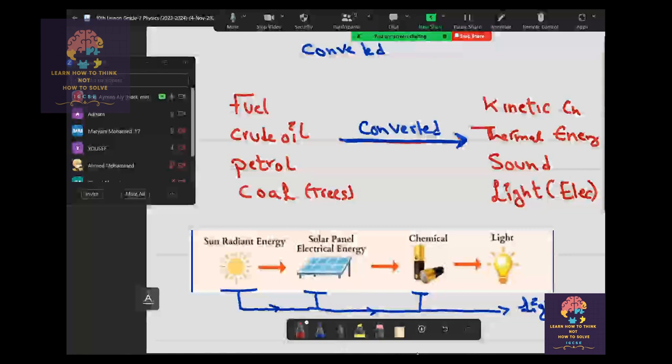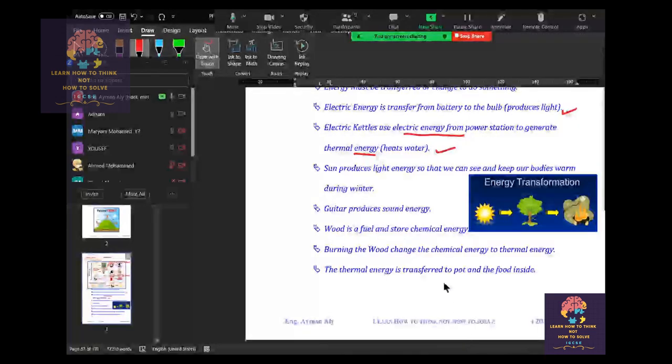And the trees create wood how? By using what? Light energy from the sun. Okay? This picture, if you understand it, it will be easy for you. All of us know that we have some instruments, like musical instruments, like guitar, right? In the guitar, we convert the vibration of the strings into what? Into sound. Very good. So burning the wood changes the chemical energy to thermal energy. And we know that the wood came from the trees, right? The wood's thermal energy is transferred to the pot and the food inside it.